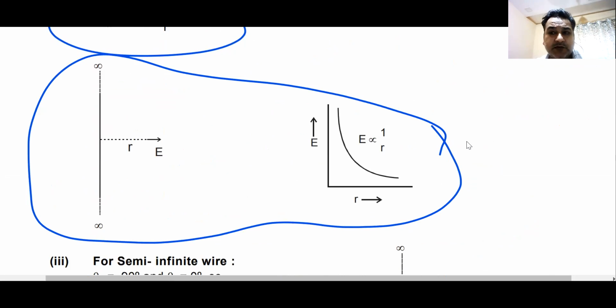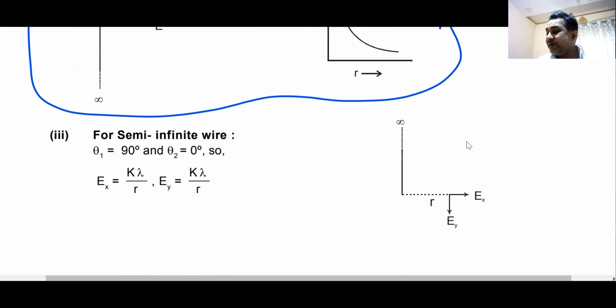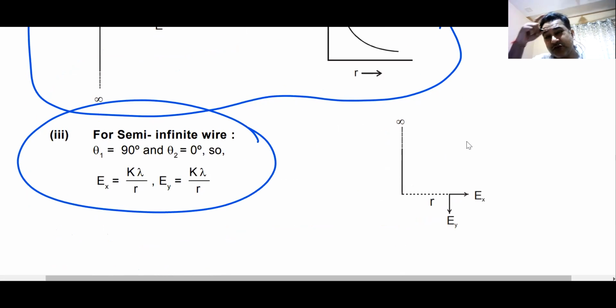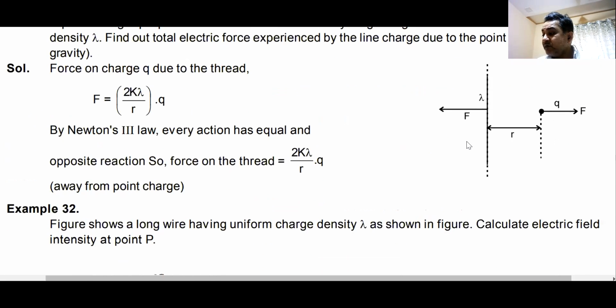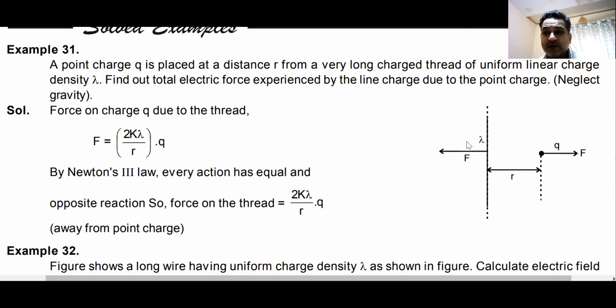Everything has been given in your notes. Please go through your notes. For a semi-infinite wire, remember, we also have the semi-infinite wire in magnetic field. You put one angle as 0, the other angle as 90 in the actual formula, and you get this one. Do we understand this?